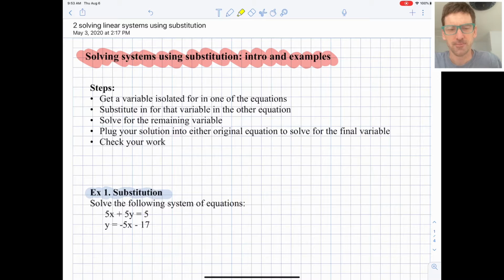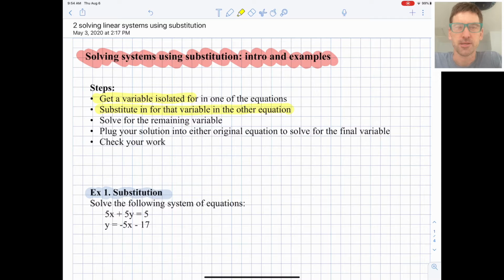All right, so a couple steps to follow. If you want to use the substitution method, you need to get a variable isolated in one of the equations. It doesn't have to be x, doesn't have to be y, it could be either. It doesn't matter which equation it is, but you need a variable isolated. And then you're going to substitute in for that variable in the other equation.